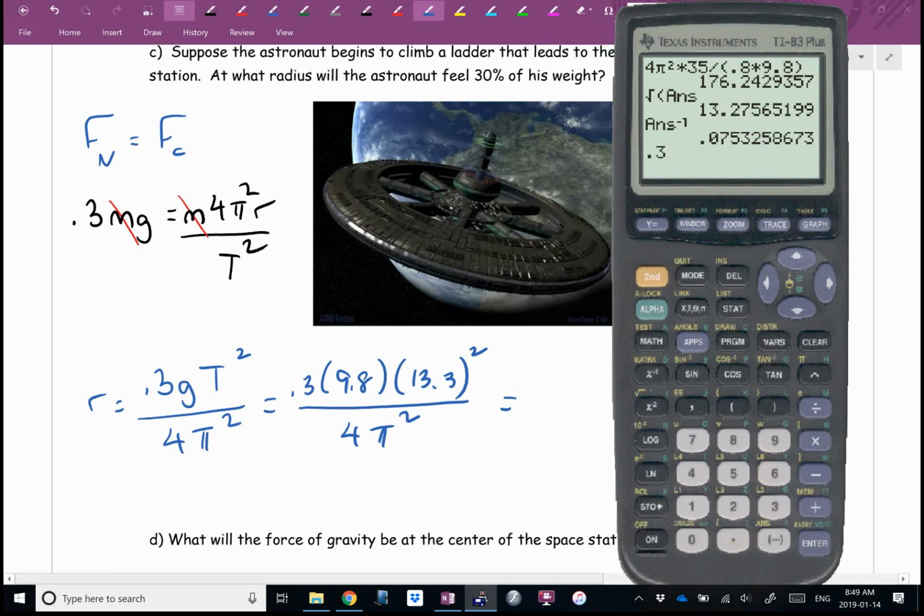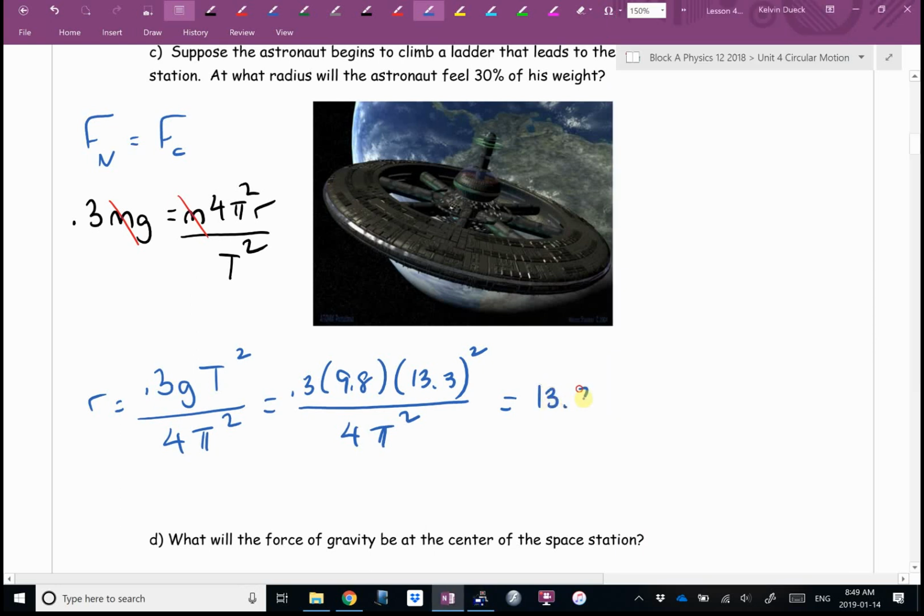0.3. Again, I mentioned to you, all of you want to follow on your calculator because we're going to be doing some very complicated work, especially next unit. This is starting the practice. Times 9.8 times 13.3 squared divided by bracket 4 pi squared. Do you get 13.2? Yep. So a little more than halfway up. Half of 35 would be 17.5, so a little further than halfway up, and you're feeling 30% of your normal, your apparent weight.